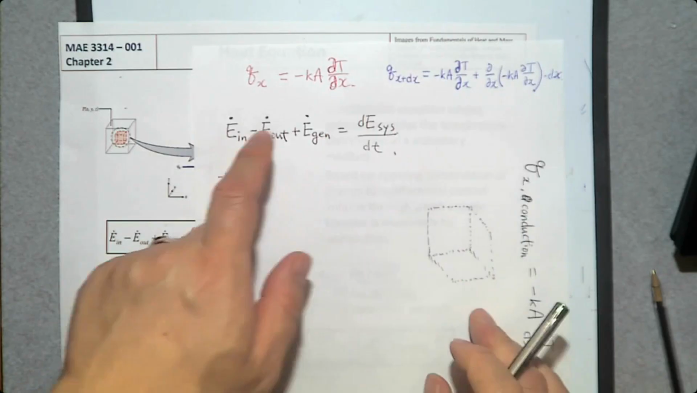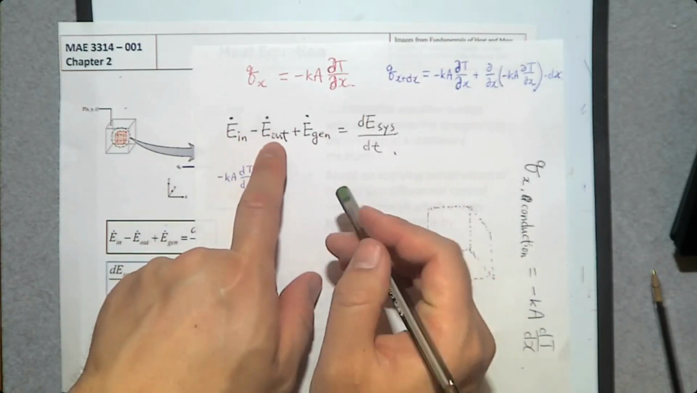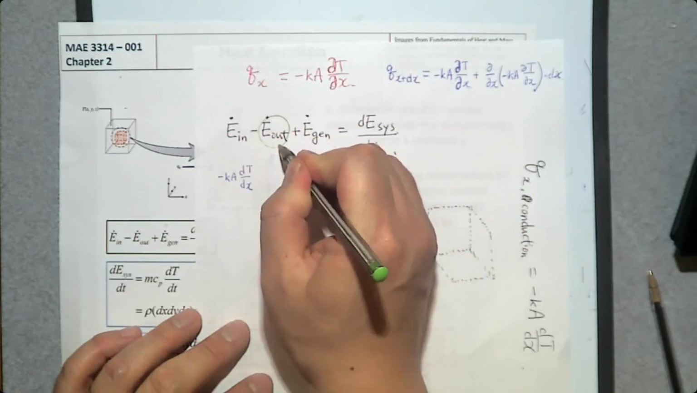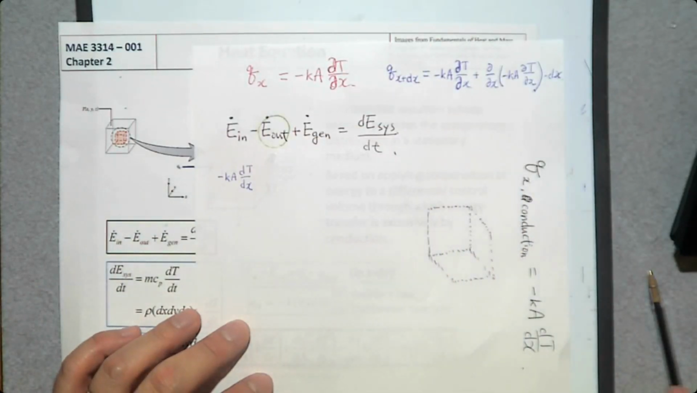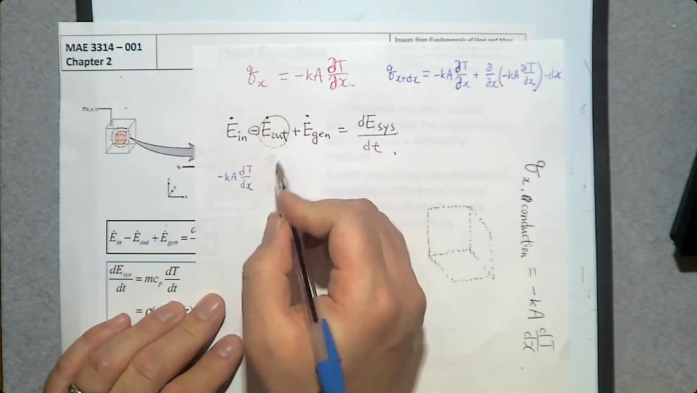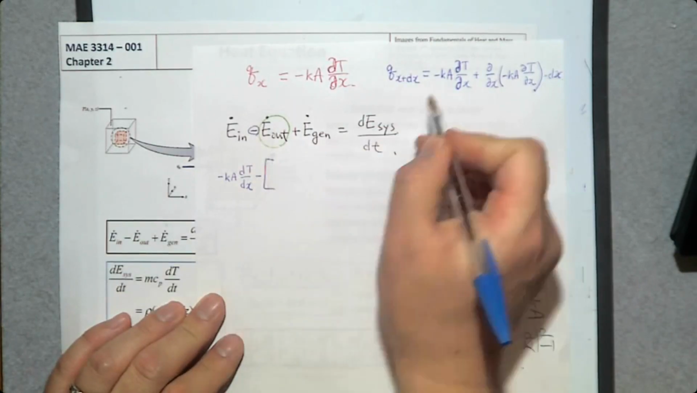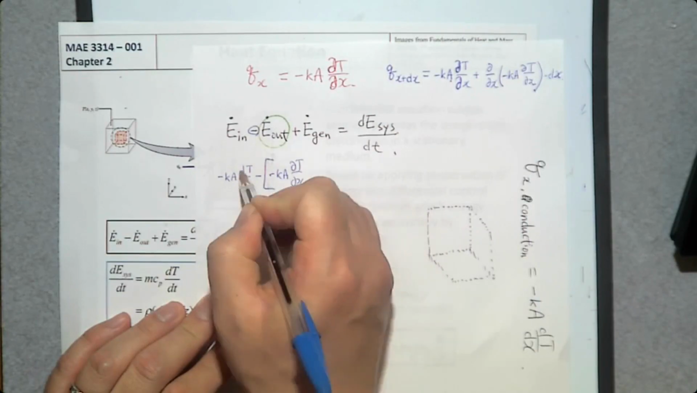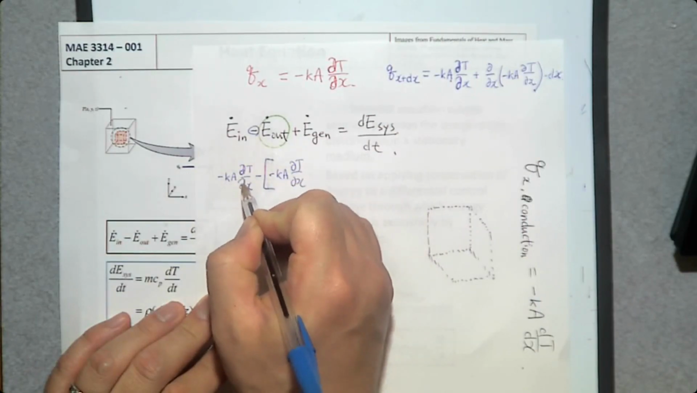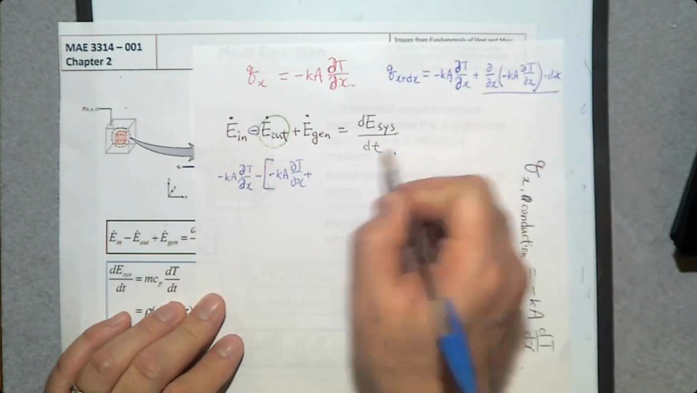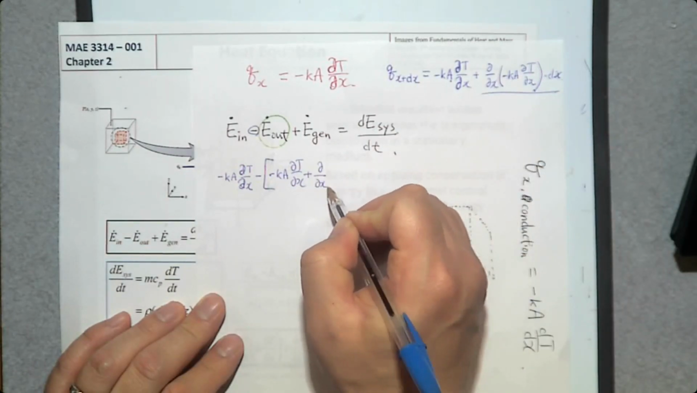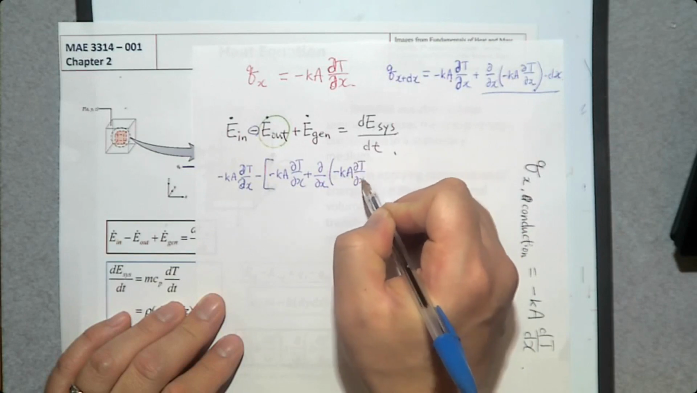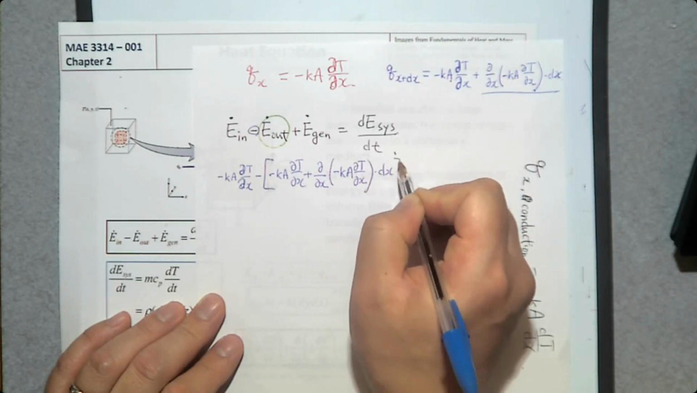So let me write this one here for this outgoing heat transfer. So this outgoing heat transfer, we have a negative sign, minus kA partial T over partial x, plus the second term, partial over partial x of minus kA partial T over partial x, times dx.